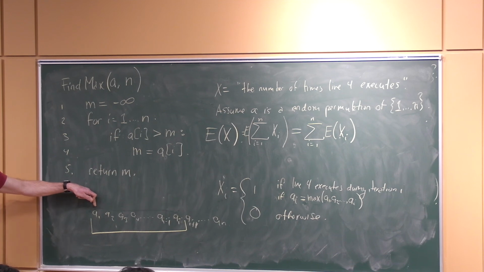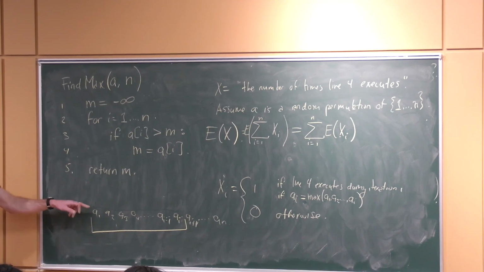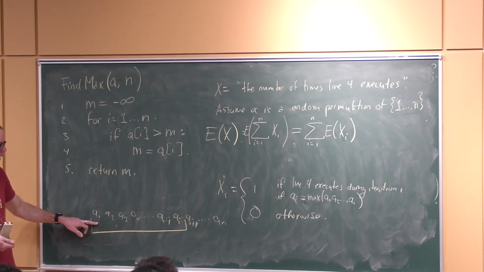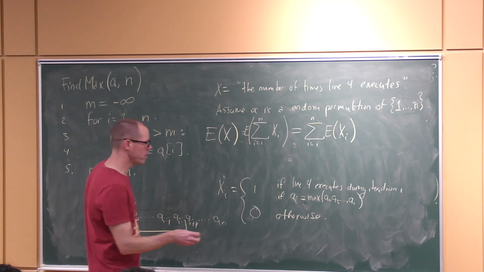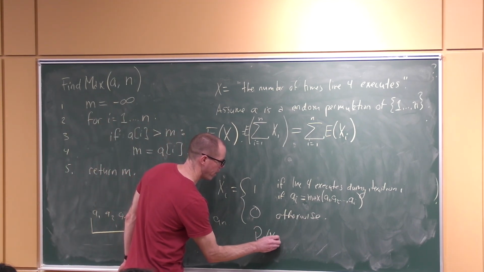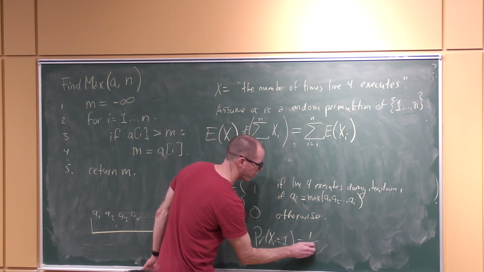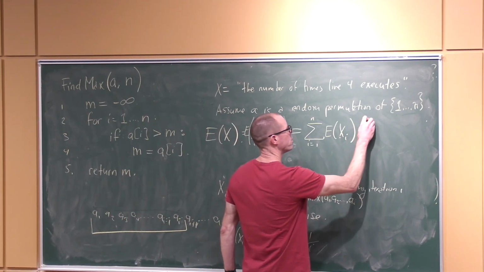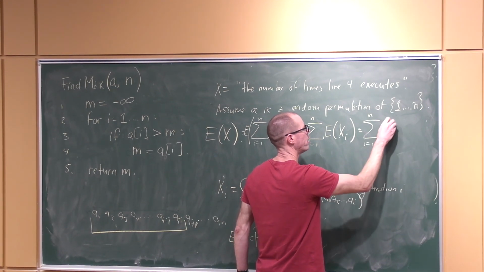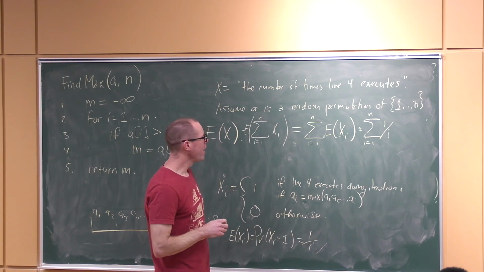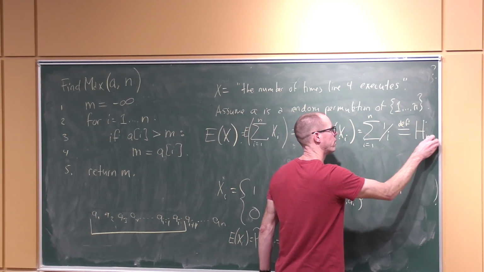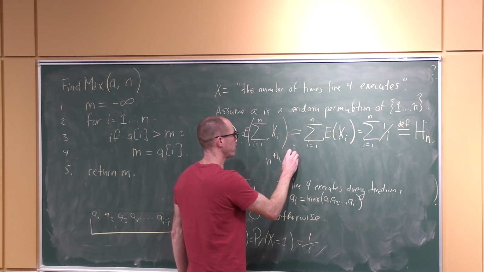Or you can carefully count the number of permutations in which AI is larger than all of this, and you'll get n factorial over I. So when you then divide by the number of permutations, it's 1 over I. But the point is that the probability that xi equals 1 is 1 over I. That's the expected value of xi. So this is the sum I equals 1 through n of 1 over I. And this sum is so important that it has a name. It's called the nth harmonic number.